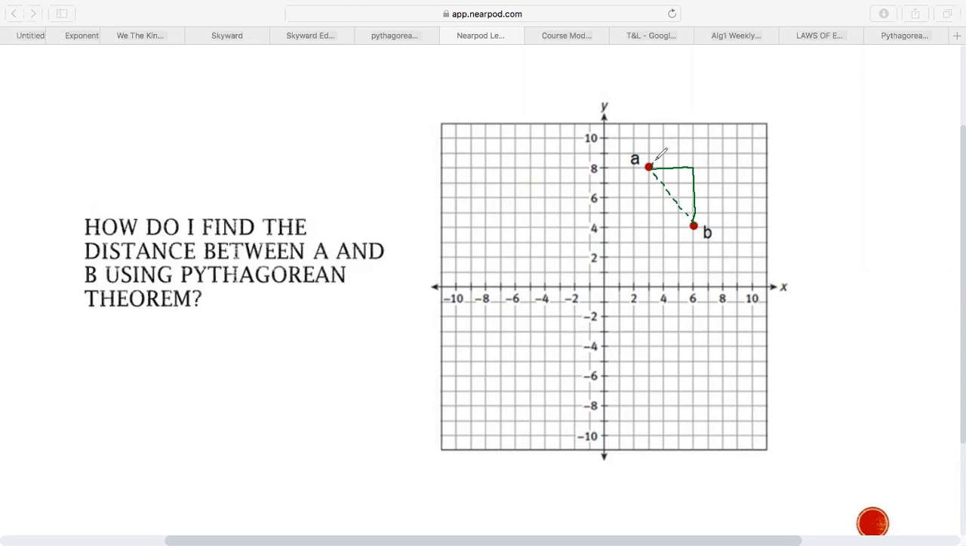And if I count the side lengths, 1, 2, 3, 1, 2, 3, 4. The legs, because there's a 90-degree angle right here, the legs of this right triangle are 3 and 4. And I need to look for the hypotenuse because that's right across from the 90-degree angle. So a squared plus b squared equals c squared.